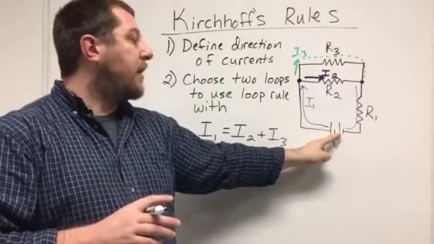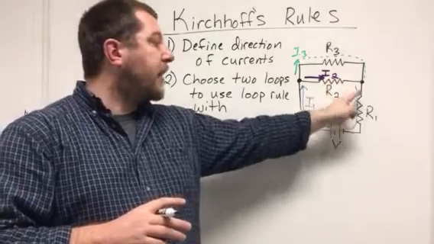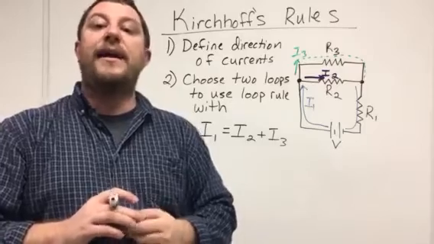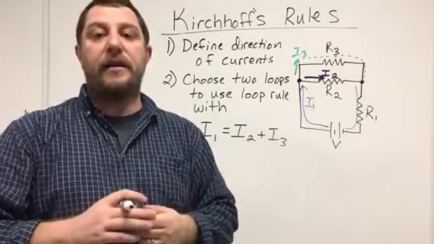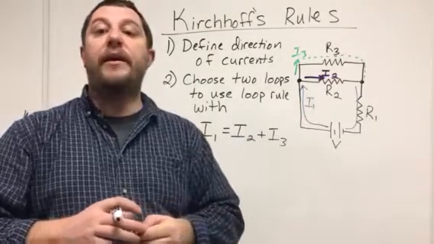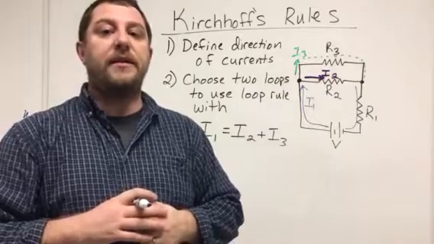Okay. Batteries, as I go through this loop, you'll see that I first encounter the negative terminal of the battery, and then I move across the battery to the positive terminal. If I encounter a battery in a loop and I move from the negative to the positive side, that's considered an increase in voltage. So if I were to encounter a battery going the opposite direction, then that would be considered a decrease in voltage.